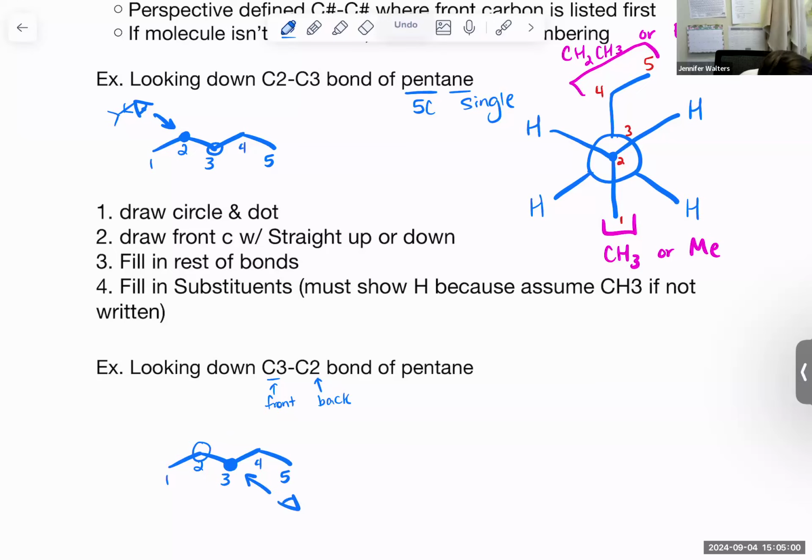Put the pupil outside my eye. There's my little pupil. Here's my little body going down on the page. So this is that perspective. So again, I do the same steps. So I put a circle and a dot.